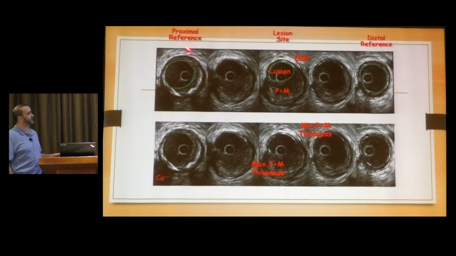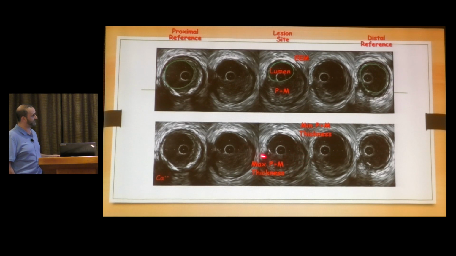This is an example here. We look at the reference area. We go for the normal reference area, proximal and distal to the lesion. And usually we'll go with the bigger one as a reference area. And most of the time it's going to be the proximal one rather than the distal one. So this is the area of interest.